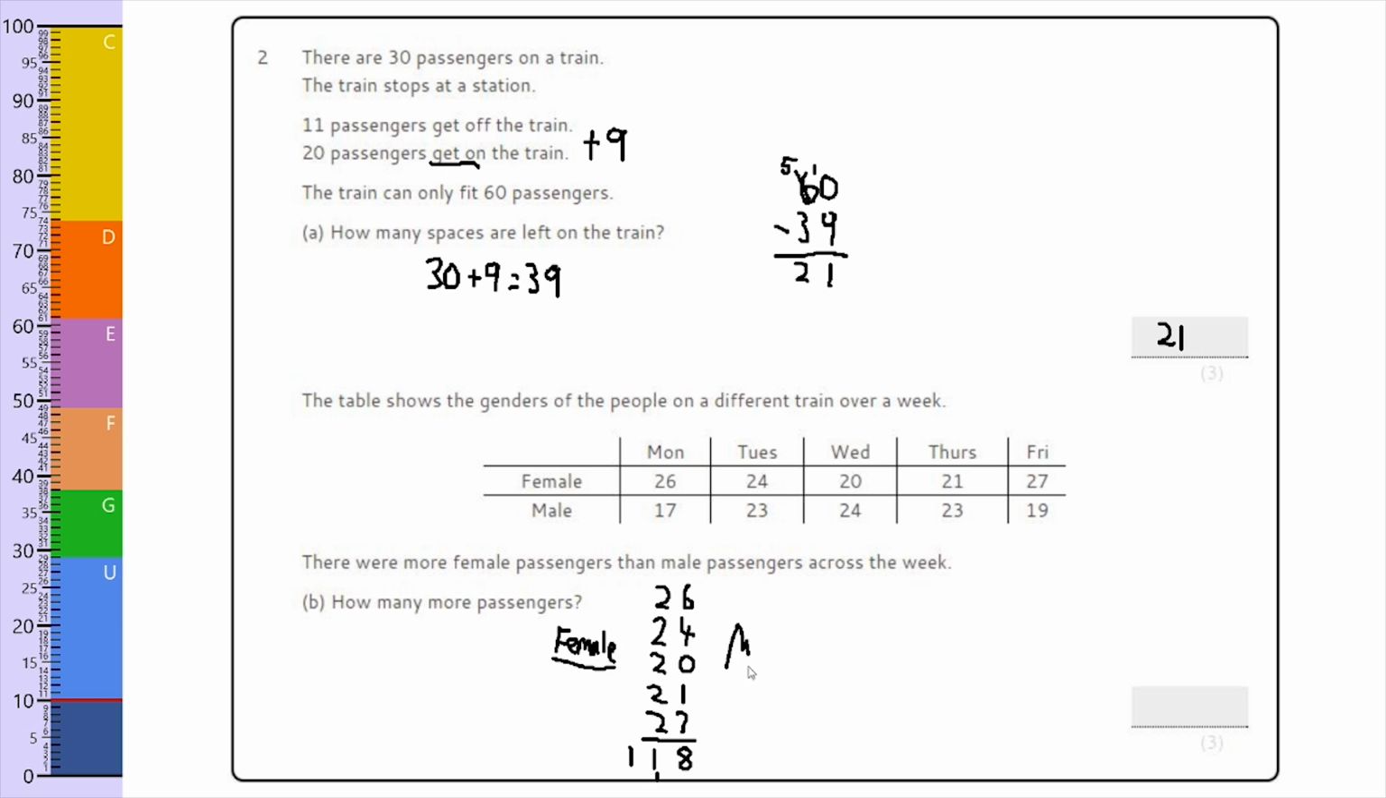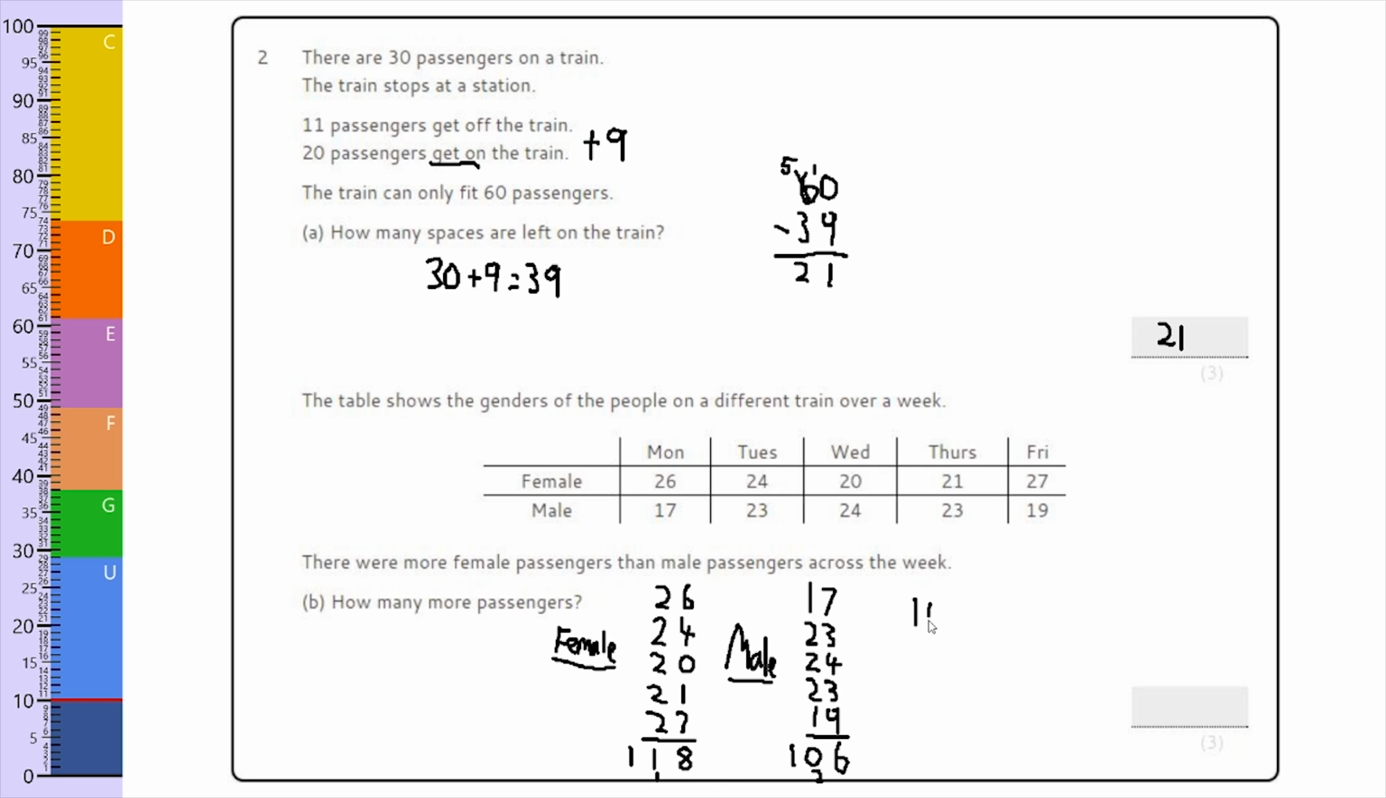Now let's do the male. So I'm a bit tight for space, so I'm just doing it going across. So 17, 23, 24, 23, 19. And these look a bit more awkward. So what have we got? 9. How much have we got here? So we've got 3 plus 4 plus 3, which makes 10. Plus the 9 is 19. Plus the 7 is 26. So I carry the 2. And 2, 4, 6, 8, 10. So it's 106. So there's 106 males, 118 females.